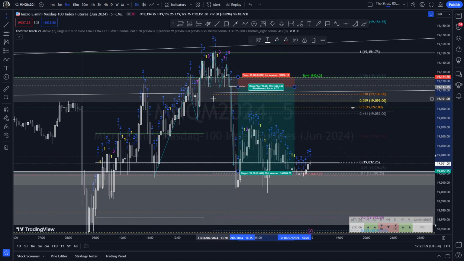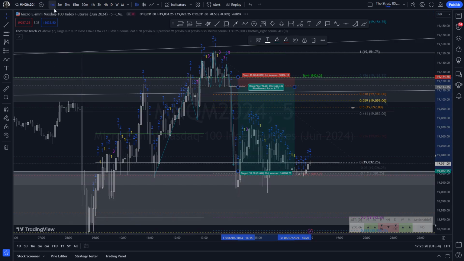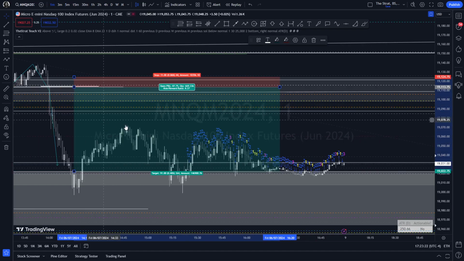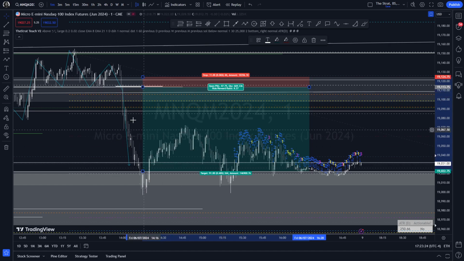That's pretty much where my entries were. And so it came back and never retested. I'm sure it did maybe on a lower time frame. No, I just blasted right through. And so from there, I was like, okay.